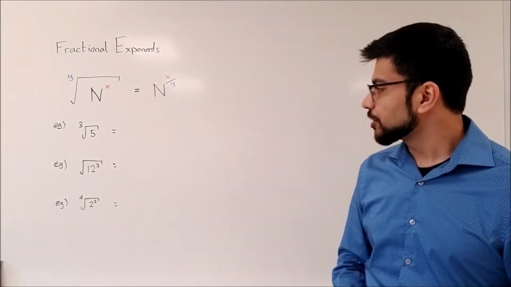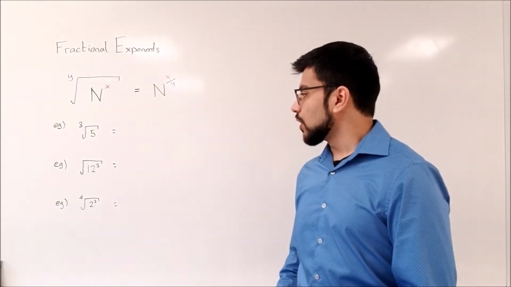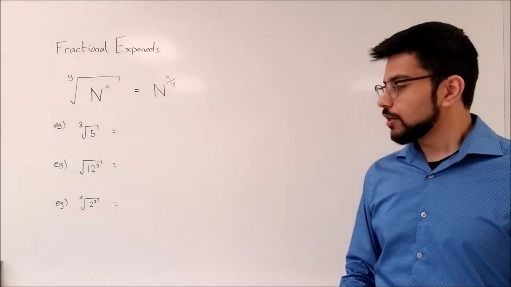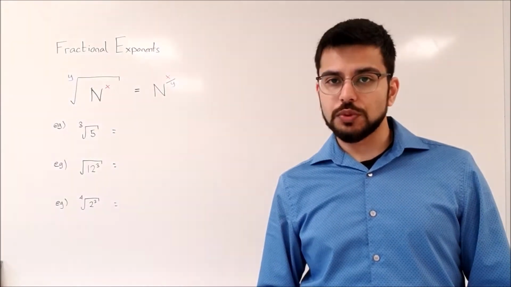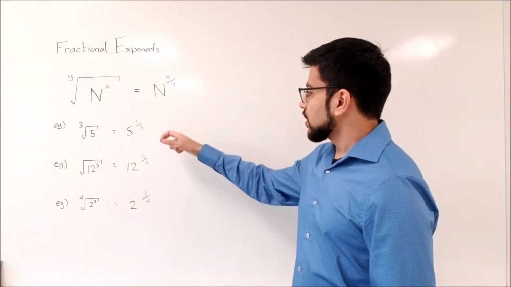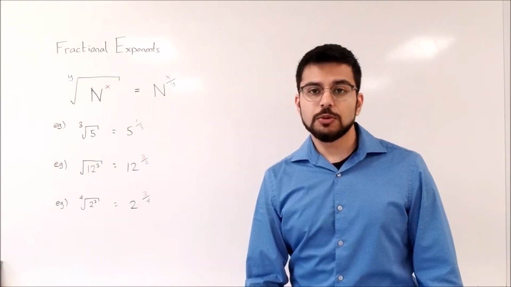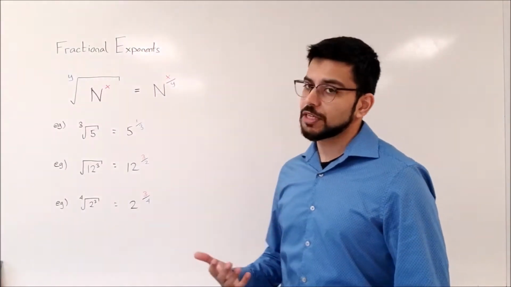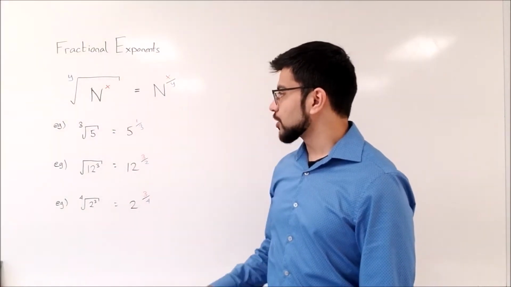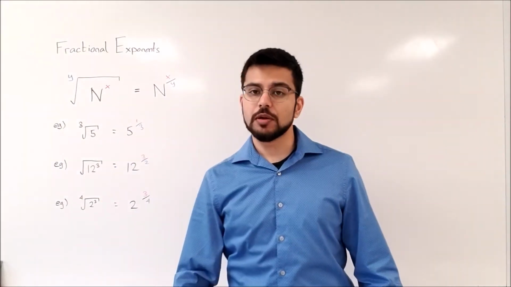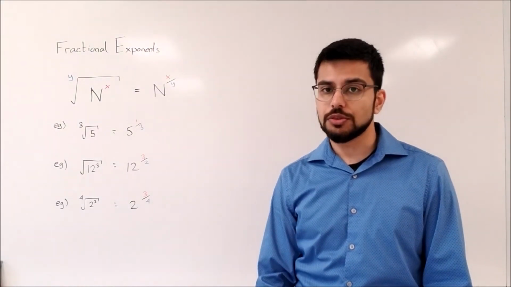So I've got 3 examples here. I've got the cube root of 5, I've got the square root of 12 cubed, and I've got the 4th root of 2 cubed. What are those solutions going to look like? Well, they're going to look like this. In the first case here, I don't have an exponent inside of my radical, which means that my exponent is a 1. 5 to the exponent 1 is just 5. So that's the top of my fraction. Bottom of my fraction, the denominator comes from the root itself. So it's 5 to the 1/3.